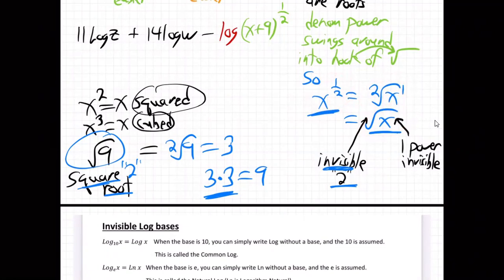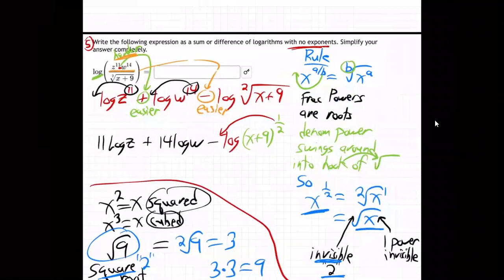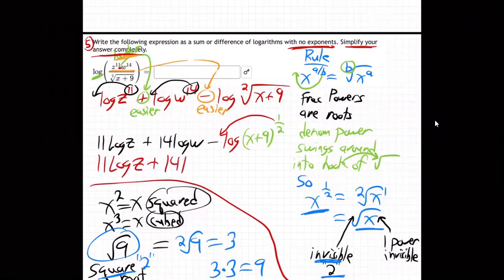Okay, so what? Well, so then we can let this 1/2 power float down, can't we? Because that is what they asked us to do. They said no powers and simplify as much as I can. So we're there. It's 11 log z plus 14 log w minus 1/2. The 1/2 goes in the front. Log of x plus 9. Right? Remember, powers come down to the front.